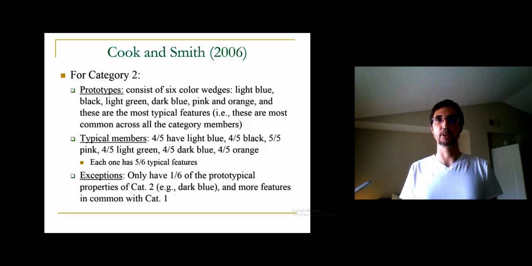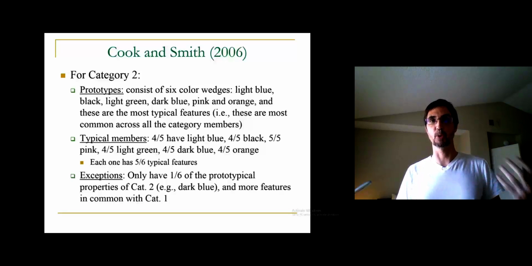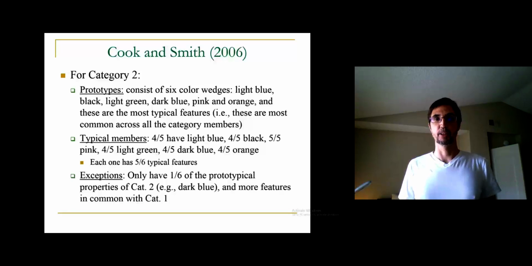So again, the exceptions only have 1 out of 6 of these prototypical features, and they actually have more in common with the prototype for category 1. So they have to learn that this is an exception to the rule and store it separately for that category.